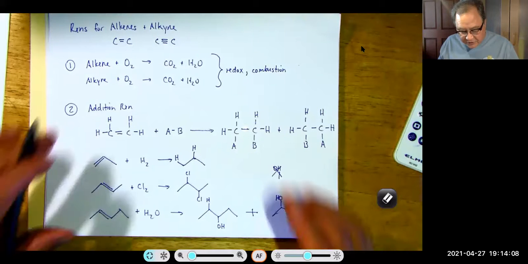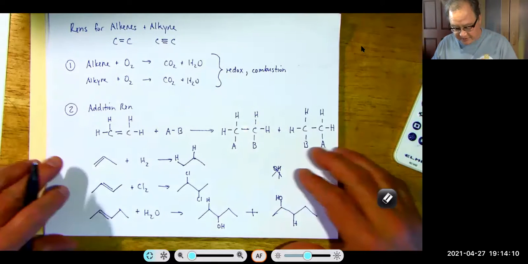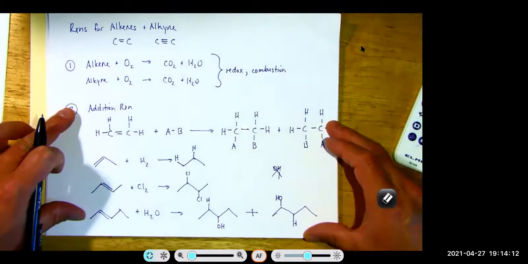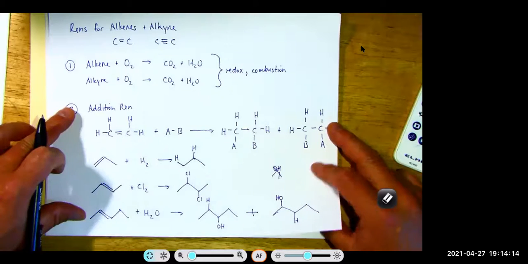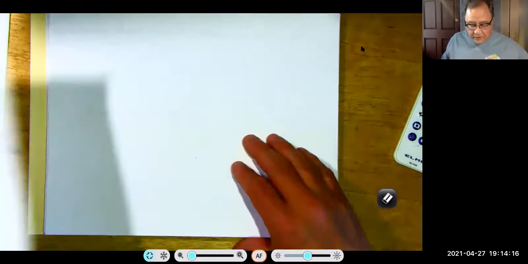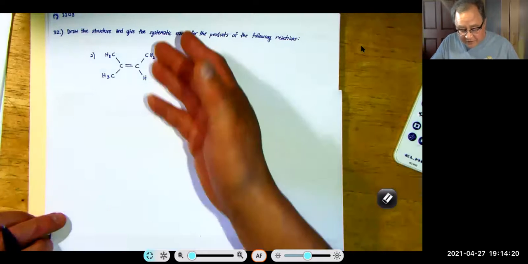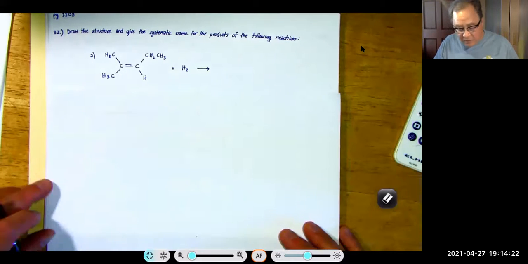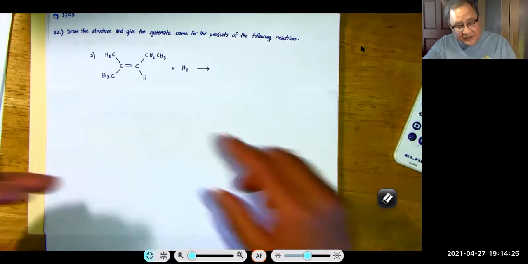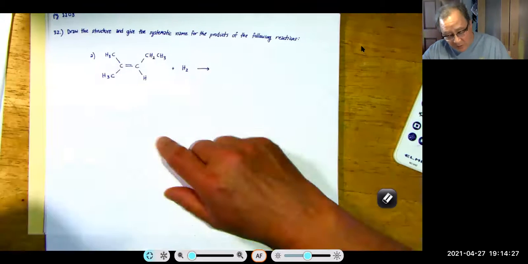So do you understand these addition reactions? Yeah. Okay, so here we're asked to draw the structure and give the systematic name for products of the following reactions. Now, whenever they give you something like this and it's not a line drawing, I say go with it.